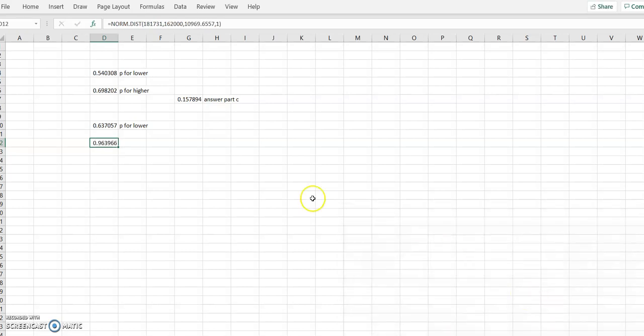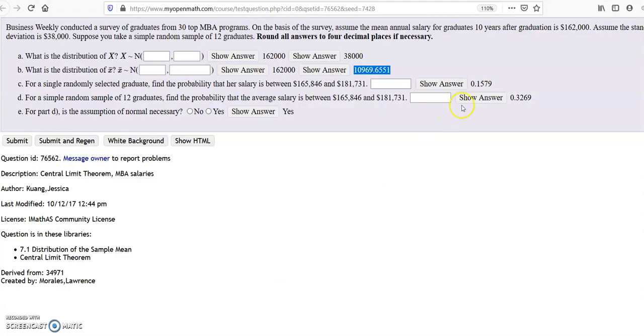Okay, and that's it. So then that's the P for higher, and then again you subtract the higher from the lower. So just like we did the last time, equals this minus this to get your answer. 0.3269 looks like, okay? 0.3269, all right? And for part D, is the assumption of normality necessary? In this case, the answer would be yes. All right, I hope that clears up any questions. This is not that difficult, so please let me know if you have any more questions.